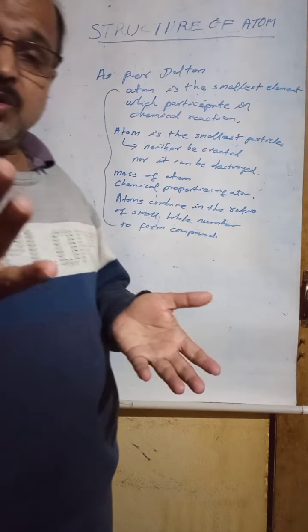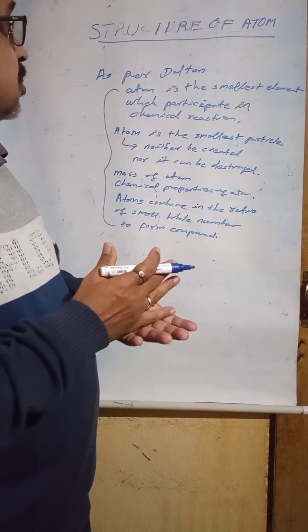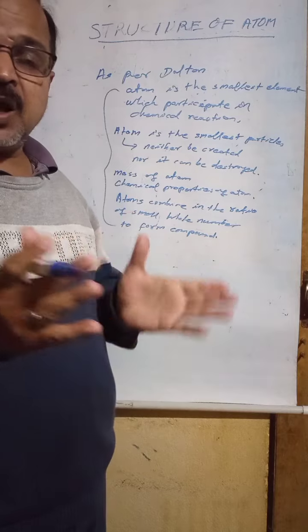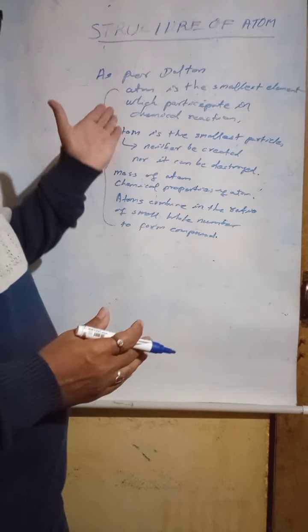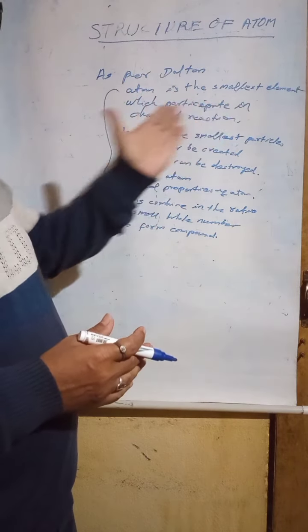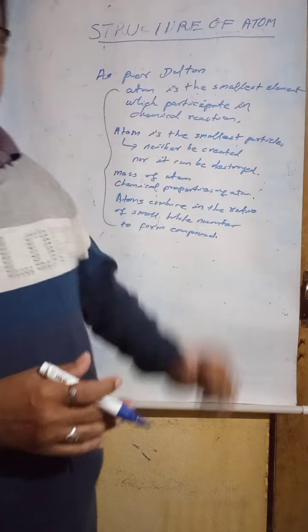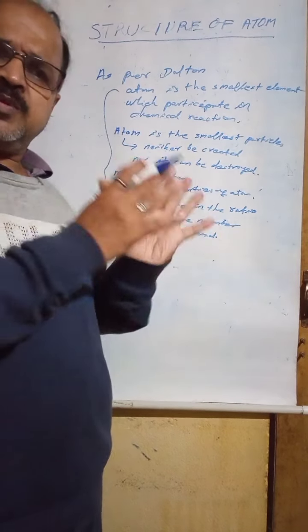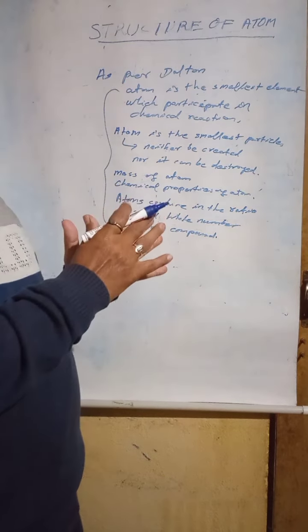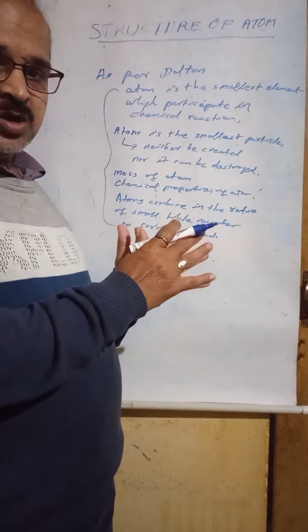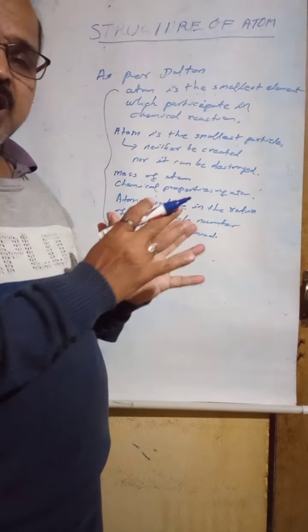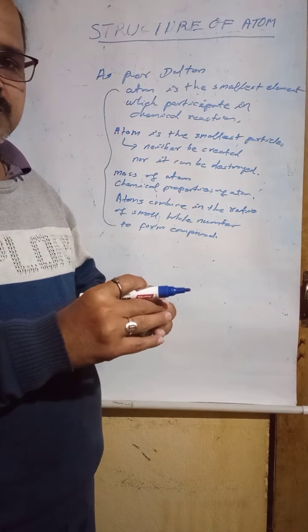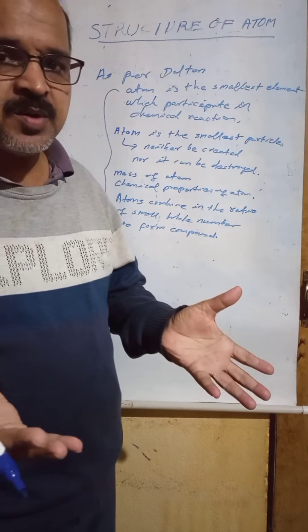And there is a theory you have learned, Dalton's atomic theory. As per Dalton, the atom is the smallest element which participates in chemical reaction. As per his research and his conclusion, the atom is the smallest element. It can neither be created nor destroyed.